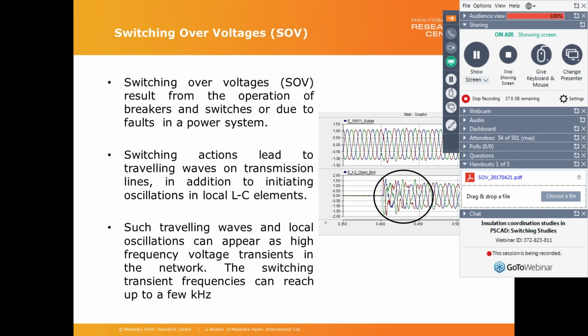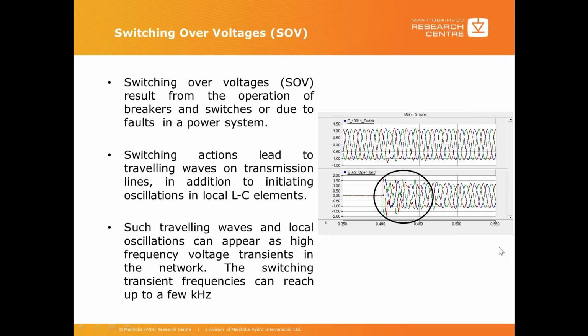Switching overvoltages occur during operation of breakers or switches. The switching action creates traveling waves on the transmission line, which causes the oscillation of the circuit LC elements. These oscillations can appear as a high-frequency voltage transient in the network. The switching transient frequencies can reach up to a few kilohertz.